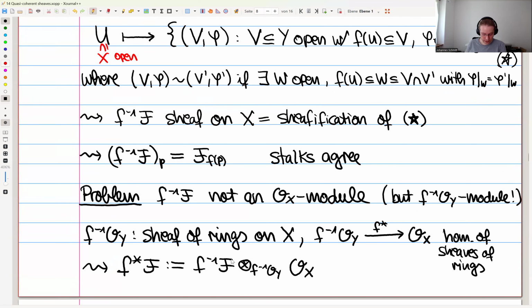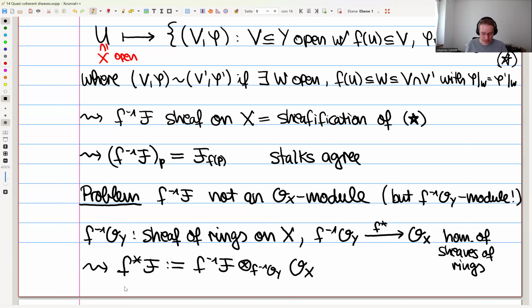So we have this thing here, which is a module over this sheaf of rings. And on the other hand, we have this pullback map from here to there. And so these two are both sheaves of modules over this sheaf of rings, and then you can take the tensor product. And this is the general definition of this pullback.